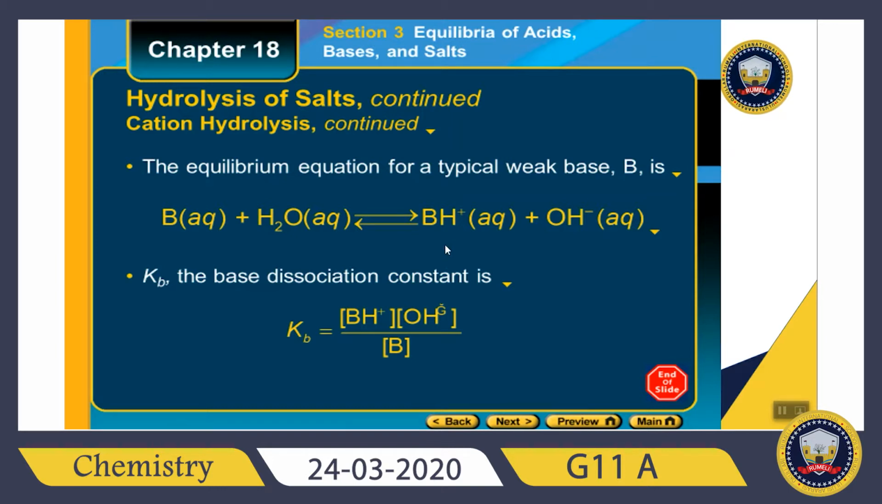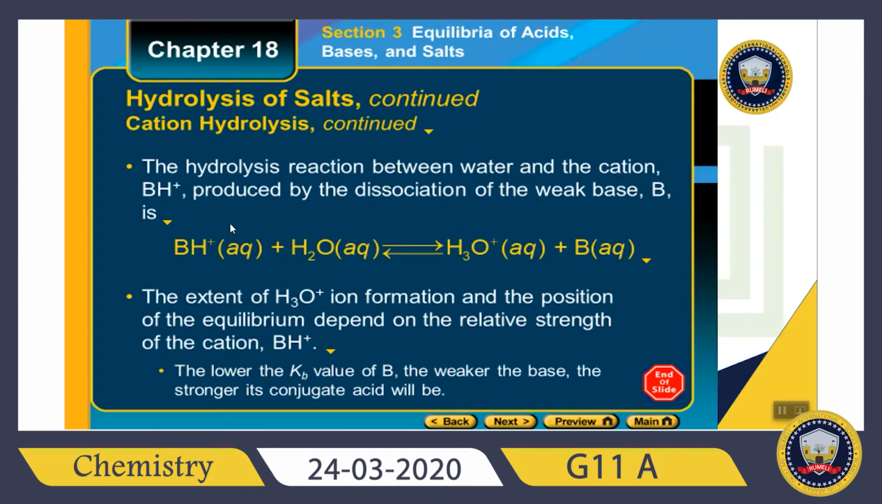This BH positive will hydrolyze again in water. Here this BH positive will react again with water to produce what? To produce hydronium ion and B in the aqueous solution. This hydronium ion will shift the pH to the acidic side. So the solution which is resulting from the reaction between strong acid and weak base, is this solution alkaline or acidic? It's acidic.